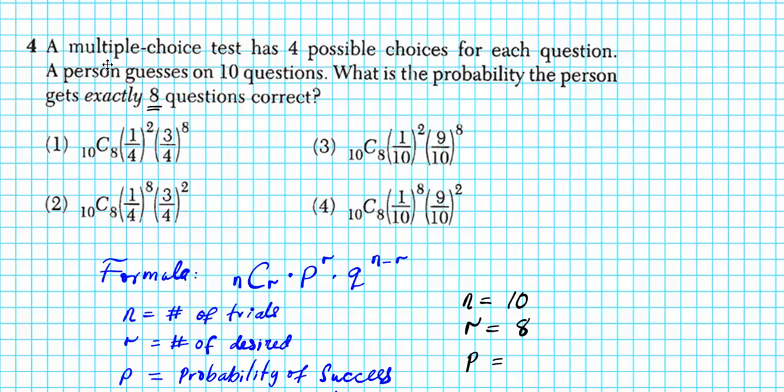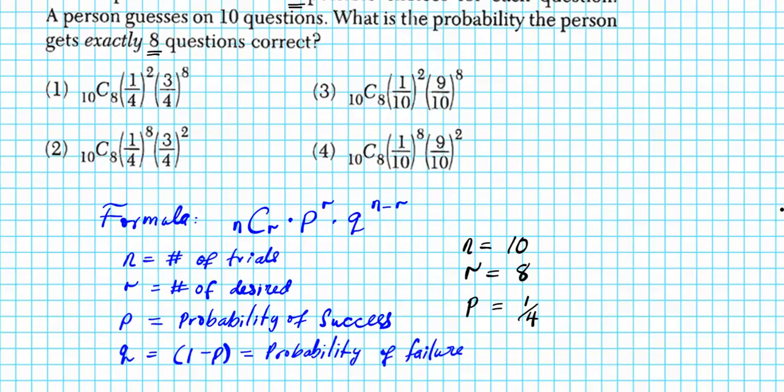Well, it's a multiple choice test question that has 4 choices. So out of 4 choices, what are the odds of getting it correct? It's 1 correct answer out of 4. 1 out of 4 is the probability of success, okay? So if 1 over 4 is the probability of success, the probability of failure q is simply 1 minus the probability of success 1/4, which is 3/4.